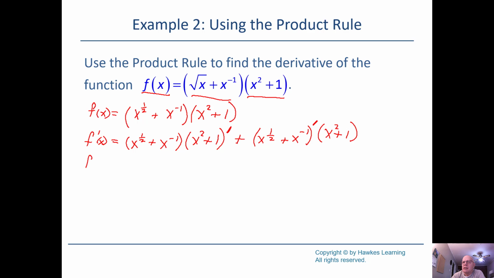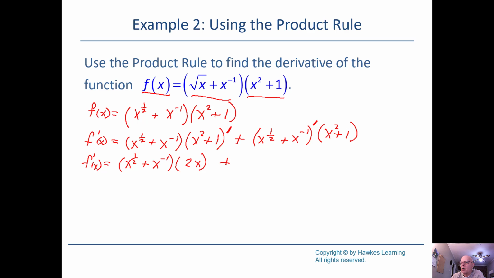All right, so what does that give us? We'll get a little bit further in this. We've got x to the 1/2 plus x to the -1. Now I need to take the derivative of this. Well, that's pretty simple. Just 2x for that whole thing. That's nice. Second, I need to take the derivative of this first one.